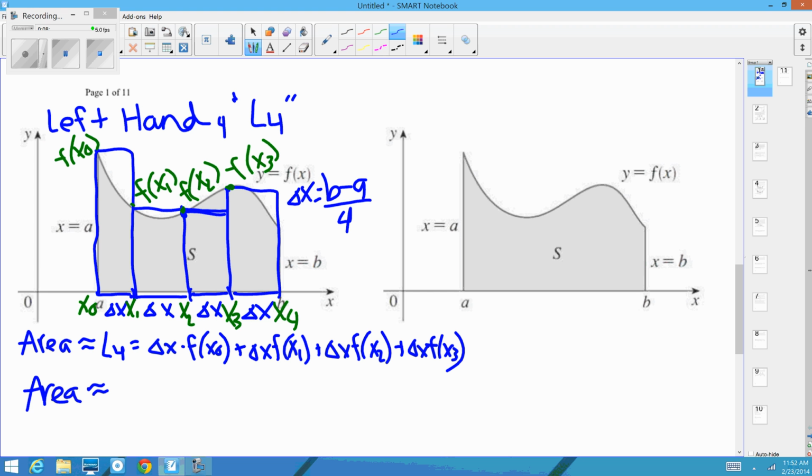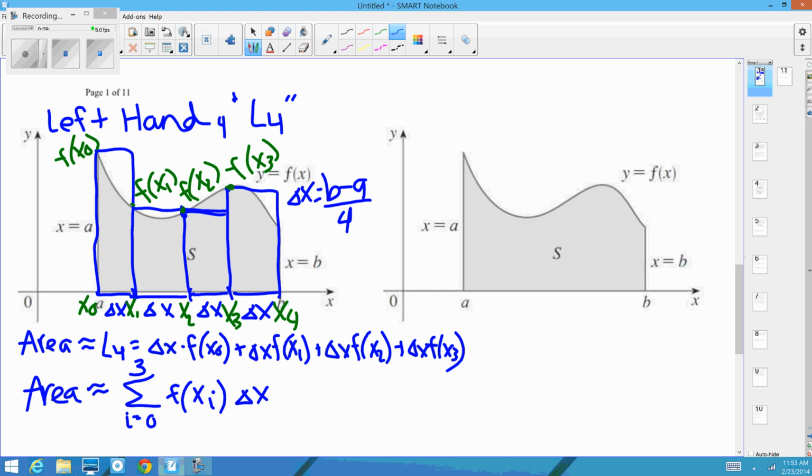by saying it's the sum of f of x sub i times delta x, if we go from i equals 0 all the way up to i equals 3. So instead of writing out all of these terms, we could write it using this summation notation. Now this would be an approximation using 4 rectangles.